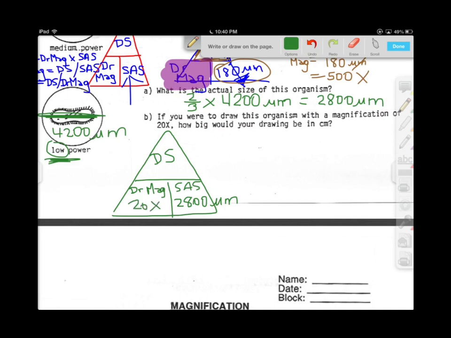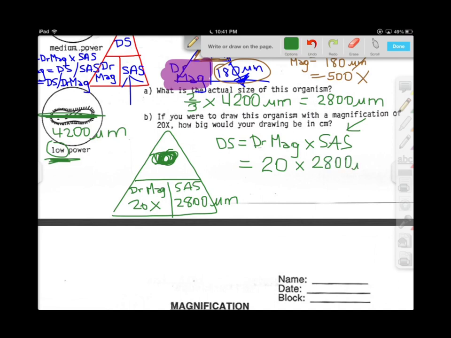Okay, as soon as I see this, I know what to do. Drawing size on the top is equal to drawing magnification times SAS. How do I know that? Put your finger over top of this one, like this, and these two are side by side. So on the bottom, you multiply them. So if my drawing mag was 20 times, if I drew it 20 times bigger than it actually is, what would I get?